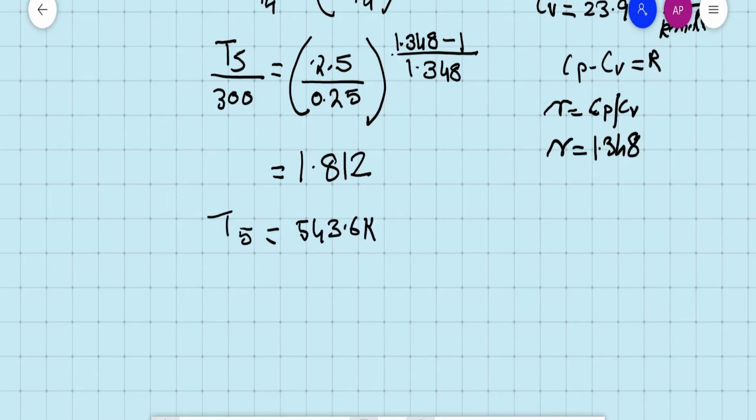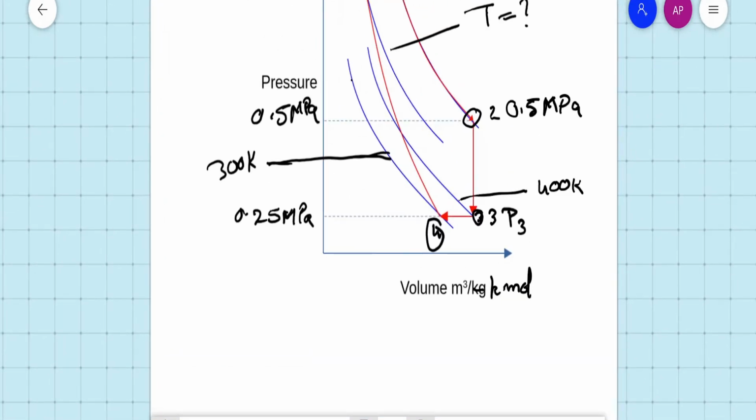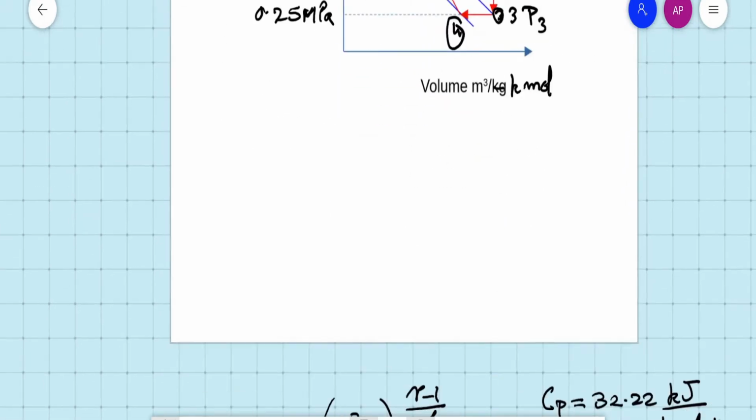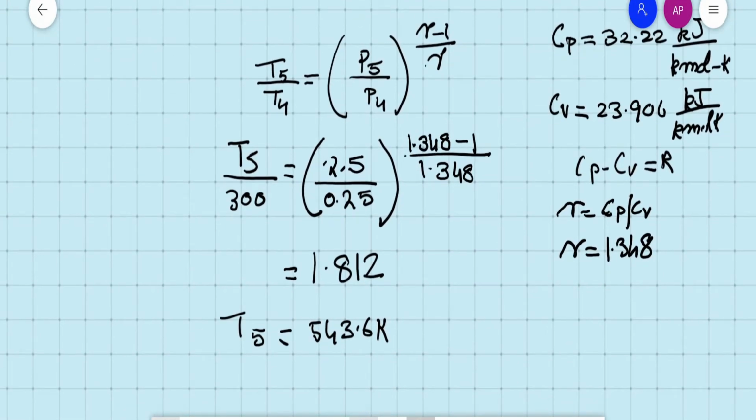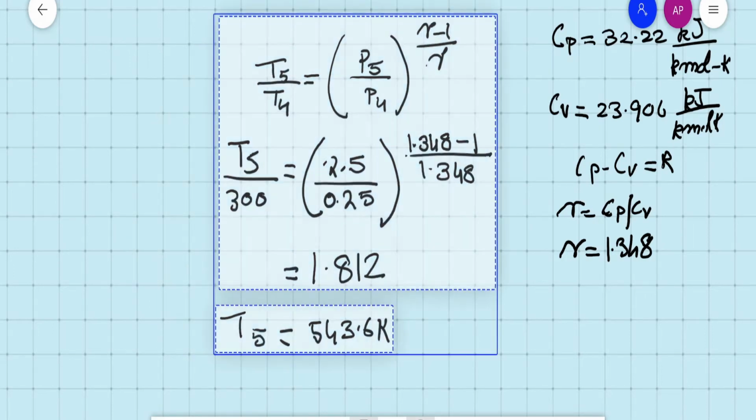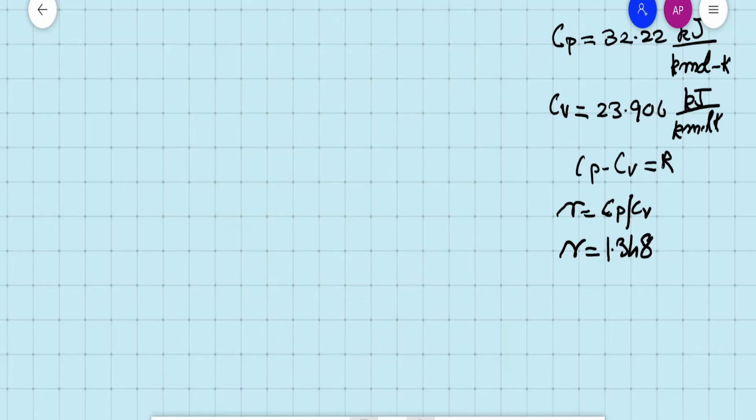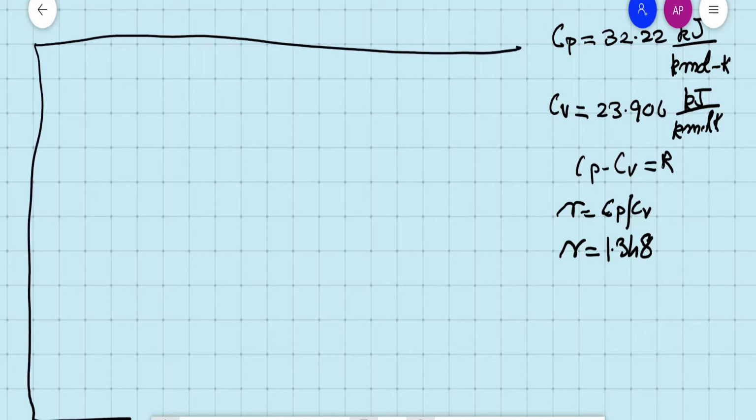543.6 kelvins. Now let's make a note of that in the diagram. So this temperature is 543.6. Now to solve this problem, we have to calculate the delta U and delta H at each and every step. So let's make a table for it. So this is the table I draw for it.